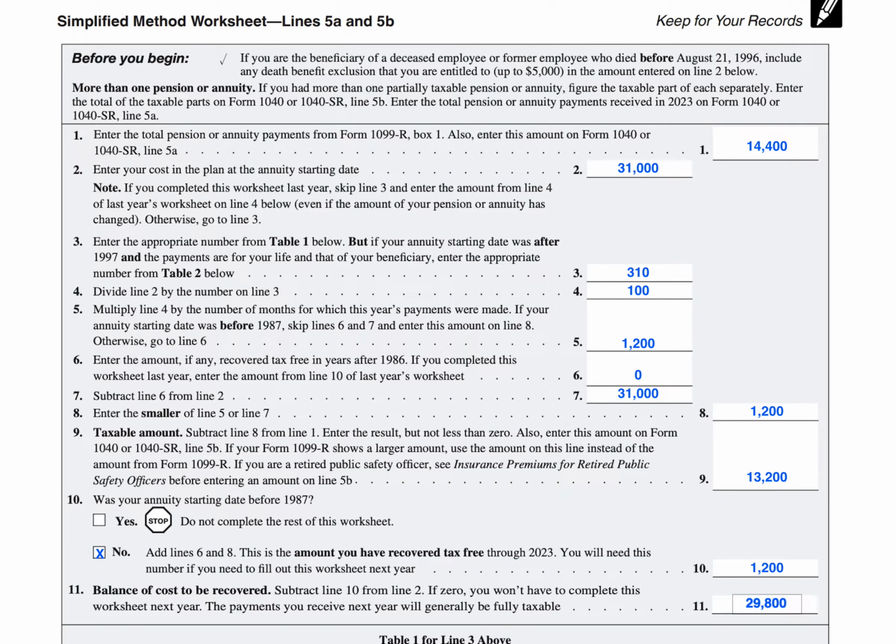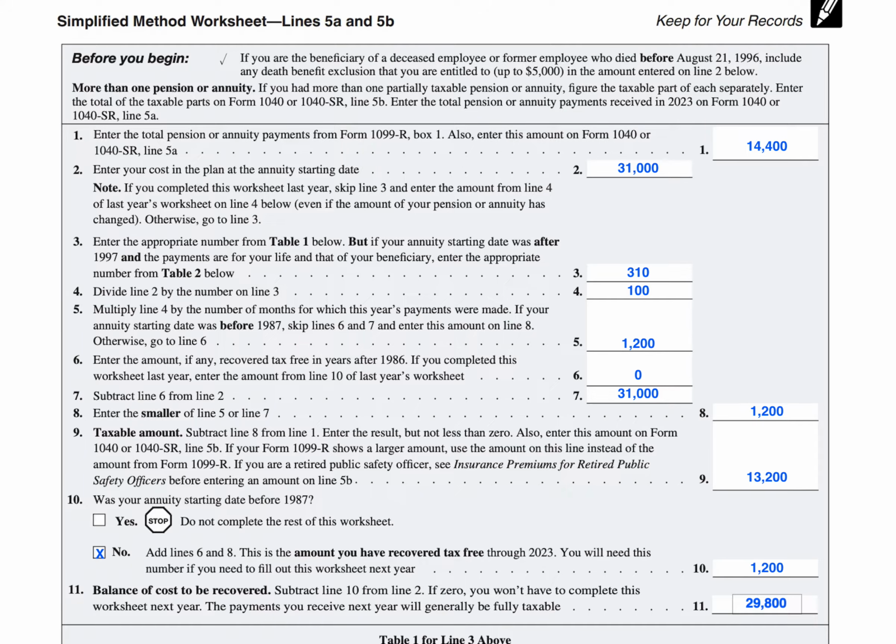We'll be going over the Simplified Method Worksheet for lines 5A and 5B of your Form 1040. This is the simplified method for calculating the tax-free part of annuity payments. If you have an annuity and you meet certain conditions, you have to use the simplified method to determine the tax-free amount of your annuity payment.